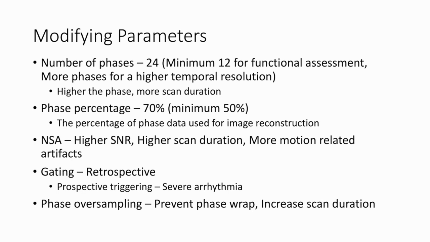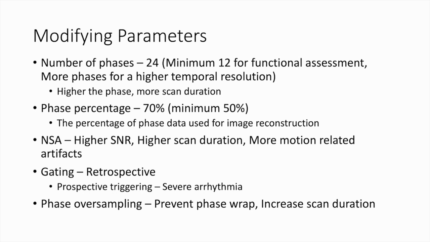A number of parameters can be modified while obtaining Cine images. The first is the number of phases. We routinely acquire 24 phases per cardiac cycle for functional assessment. However, in uncooperative patients and in arrhythmias, it can be reduced to up to 12 phases per cardiac cycle, below which functional assessment is unreliable. The higher the phases, higher is the scan duration, but smoother will be the Cine images.